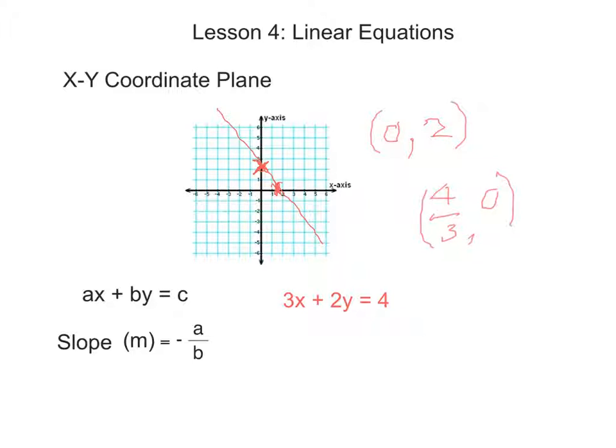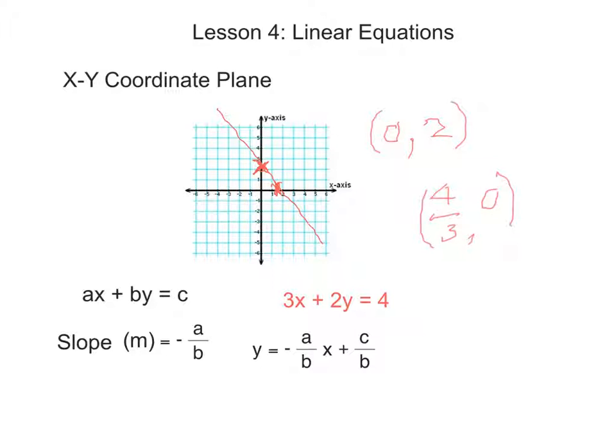So now let's take our general equation, ax plus by equals c, and let's solve that equation for y. So we've got y equals something. So initially, if I subtract ax from both sides, and then I divide everything by b, I'm going to get the following. So now I have y is equal to minus a over b x plus c over b.